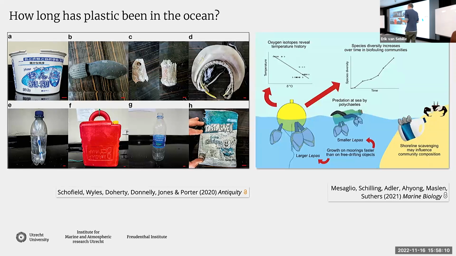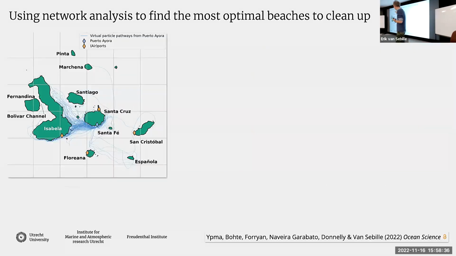So assume that we know where the plastic is on the beach, and assume that we know whose plastic it is, so that we know who to send the bill to. The next question is, how do we most efficiently clean it up? What is the most efficient cleanup strategy in terms of where to go and when to go? It's one thing to think about that for the Dutch coastline. It's actually much more interesting to think about this in the Galapagos.